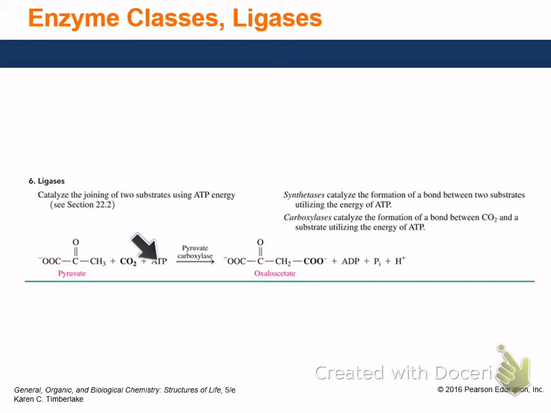ATP is adenosine triphosphate and ADP is adenosine diphosphate. And when you lose that one phosphate group, that's where you get the energy from. This is actually like a phosphate. It's not phosphorus, I don't think. And then a hydrogen.